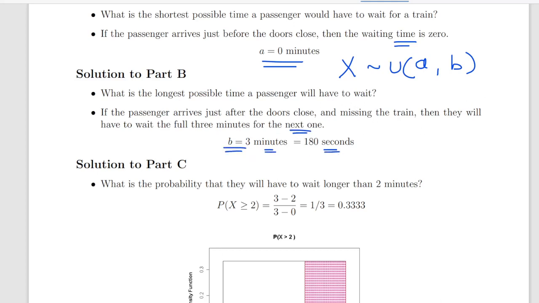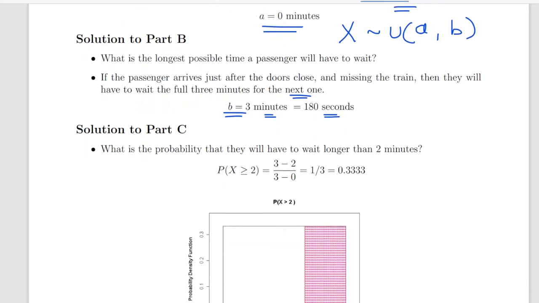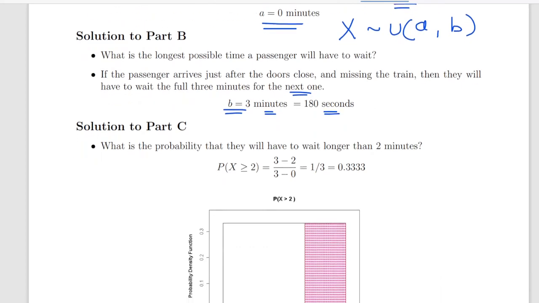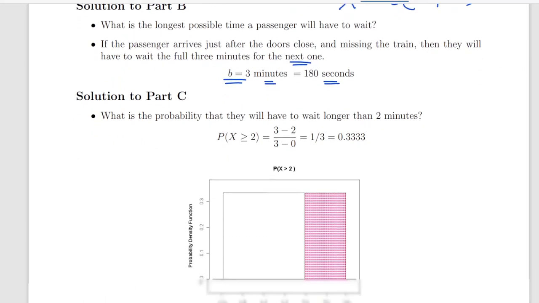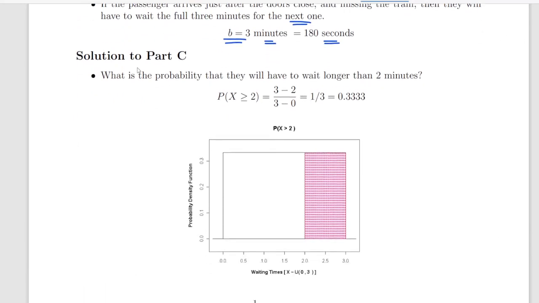There was a film a few years ago called Sliding Doors with Gwyneth Paltrow that had this scenario. Anyway, what is the probability that they'll have to wait longer than 2 minutes?